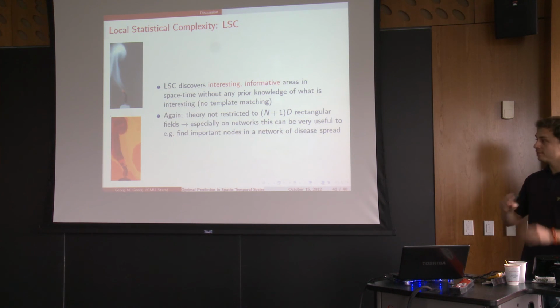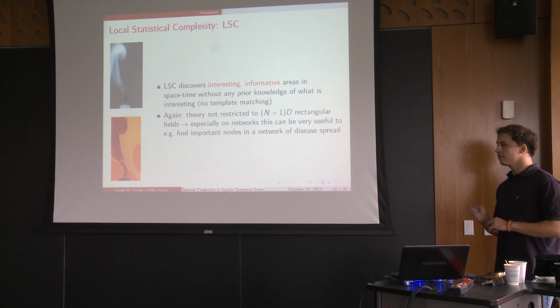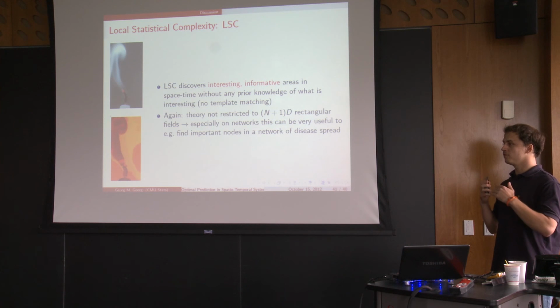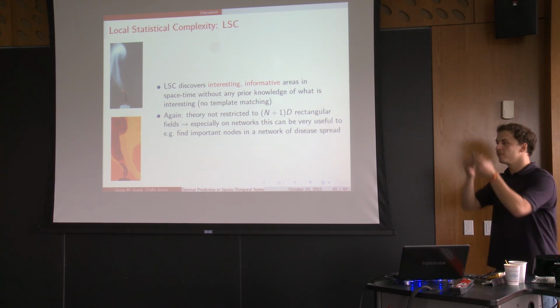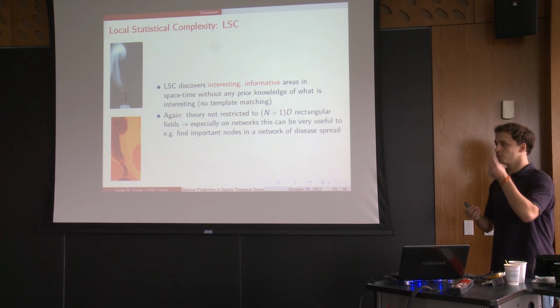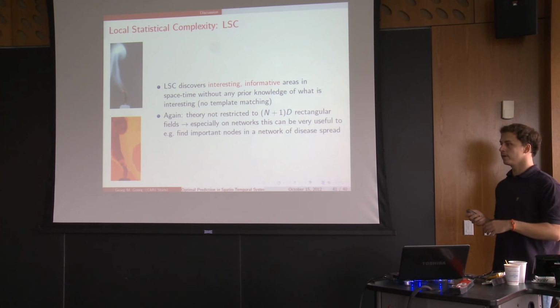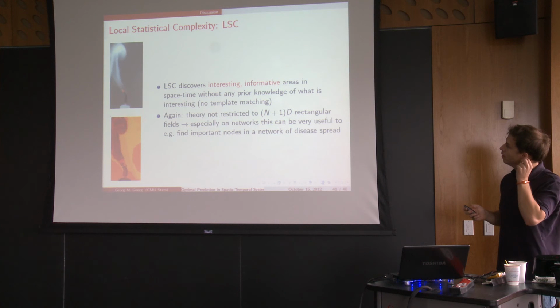And again, this is not restricted to this special rectangular grid. You can think of applying it to network data of disease spread, and you want to find nodes that are important for the spread of the disease. Those will have a different future distribution if they spread the disease than other nodes. Right? I should be able to do that once.